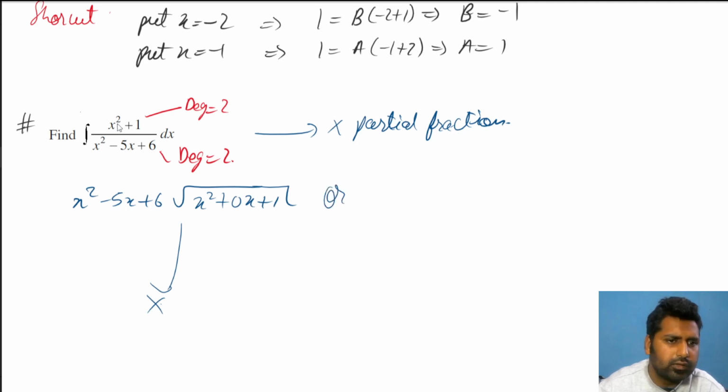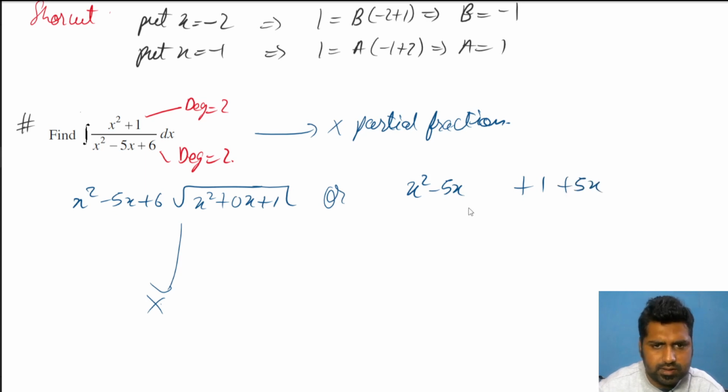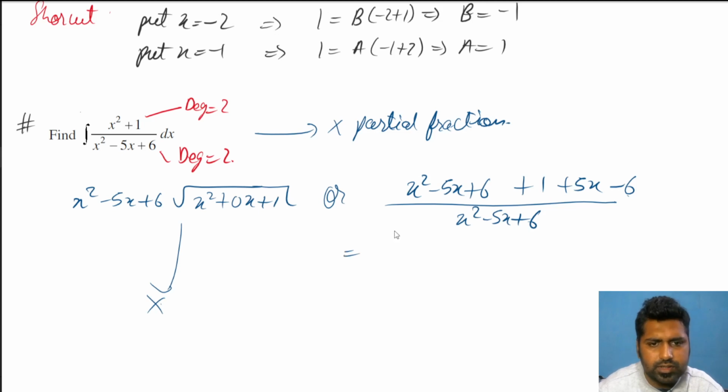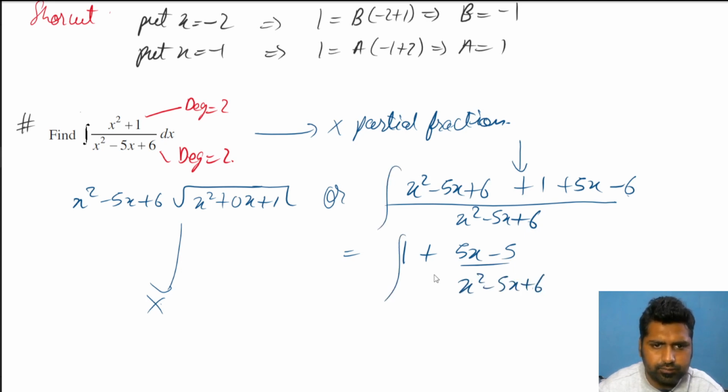What I'll do is, x square plus 1 is there, na? So I'm writing minus 5x, so I have to write plus 5x in the numerator to adjust. I'm writing plus 6, so I have to write minus 6. So now adjust it and divide along this, so it will be 1 plus (-5x + 5) upon x square minus 5x plus 6, that is, 1 plus the minus 5 (x minus 1) upon x square minus 5x plus 6. So this is the integration now.